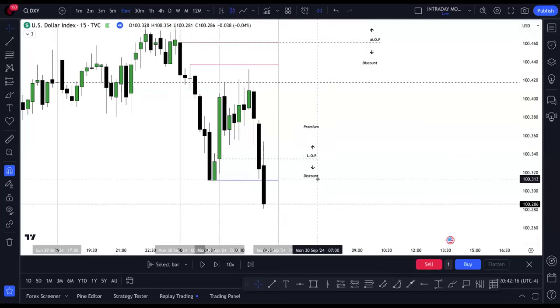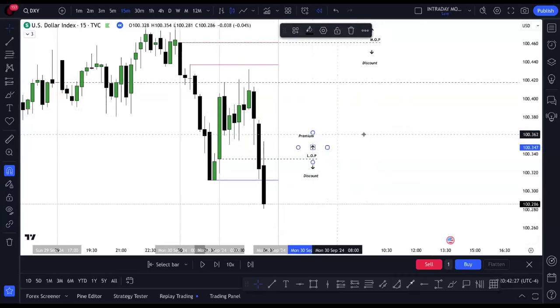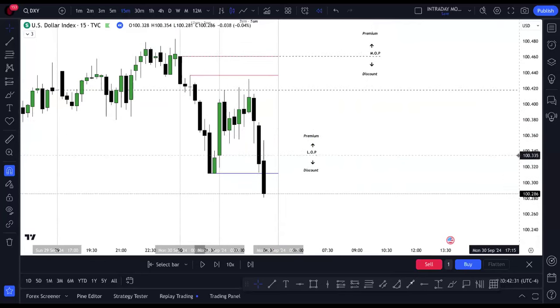Because remember, it's ideal for you as the buyer to buy lower. You don't want to be buying in a premium. There's no reason why you should necessarily want to aim to buy in a premium unless you're looking for a mitigation. That's the only time you would probably look to buy in a premium. Other than that, you're probably looking for some type of breaker scenario or a raid on sell side and price pushing back up into a premium, leaving a discount.